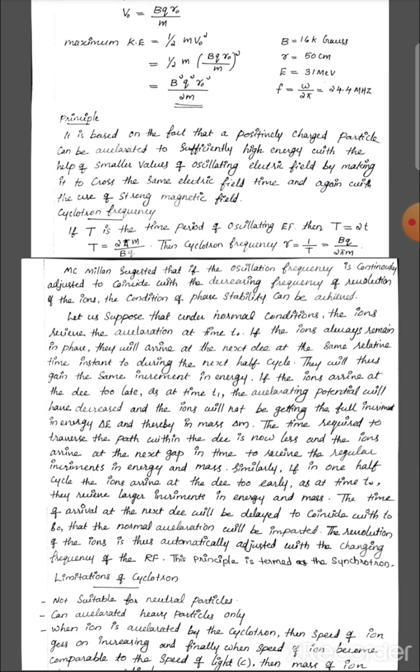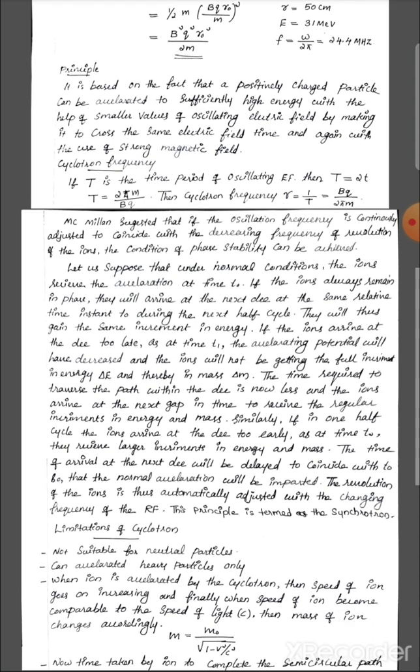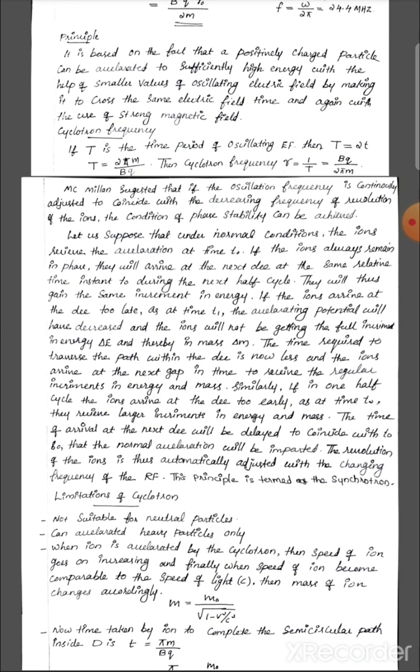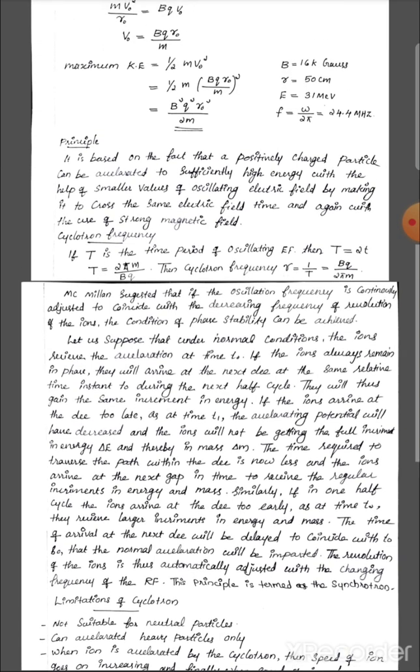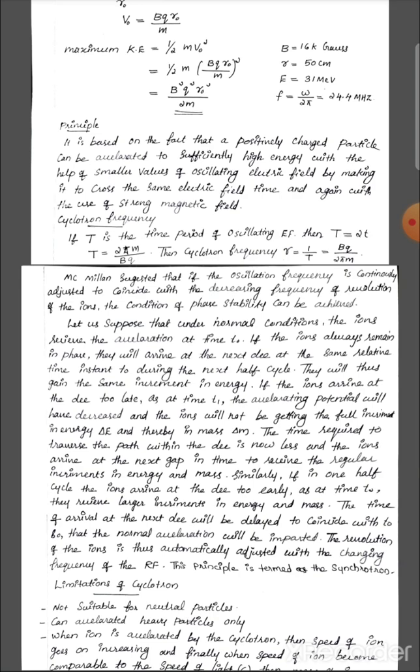Then B is equal to 16 Gauss, then R is equal to 50 centimeter, then E is equal to 31 mega electron volt, then f is equal to omega by 2 pi, that's equal to 24.4 megahertz. Then the principle of cyclotron. It is based on the fact that positively charged particles can be accelerated to sufficiently high energy with the help of smaller values of oscillating electric field by making it cross the same electric field time and again with the use of strong magnetic field.